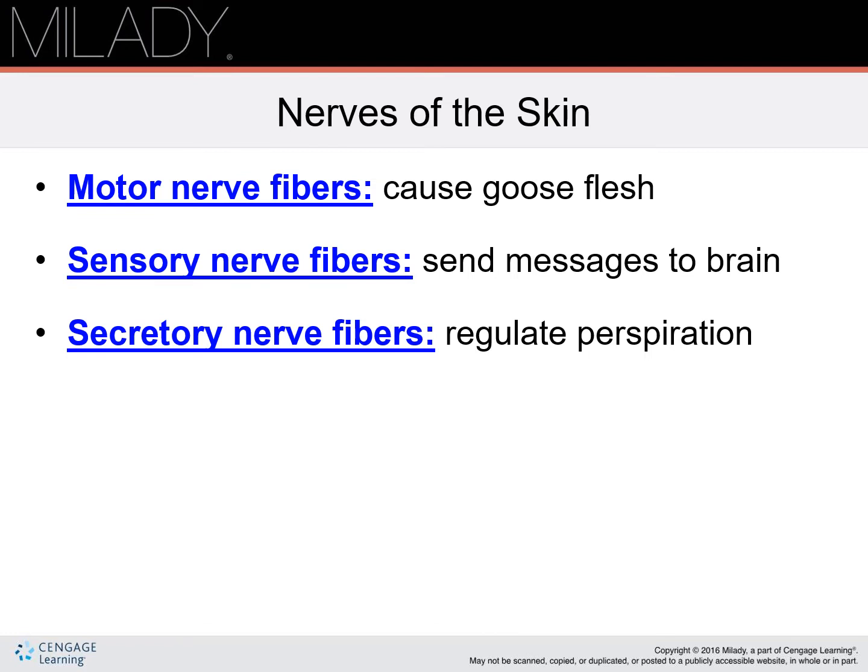Then you have your secretory nerve fibers. These are distributed to sweat and oil glands of the skin. They regulate how much you sweat, how much you perspire, and they control the flow of sebum to the surface of the skin.